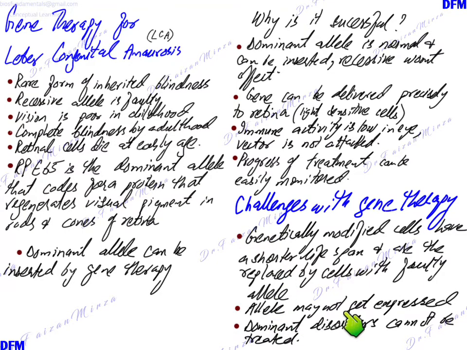Moreover, the allele may not get expressed. Why may the allele not get expressed? Because when we carry out gene therapy, we have to not just add the gene to the vector, we have to add the promoter to the vector as well. And now the promoter will be the region to which the RNA polymerase will bind.